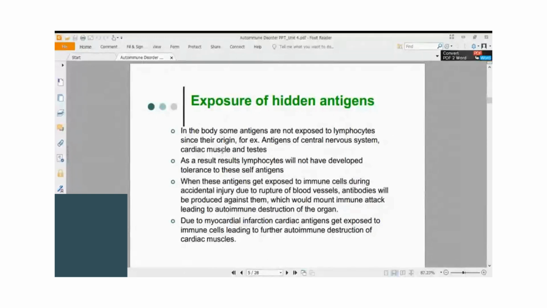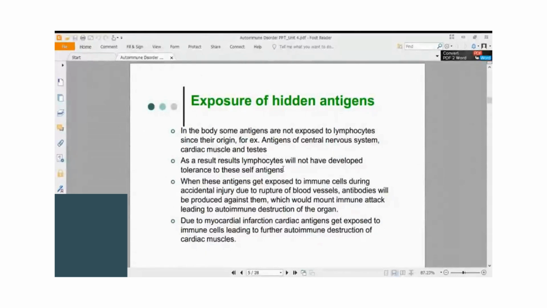Okay, so the central nervous system, cardiac muscle, our heart muscle. There are antigens which are expressed by the cardiac muscles which are not exposed to the blood or to the lymphocytes, even though the heart is the major organ of pumping of blood. It is hidden in the heart. Similarly, testes.